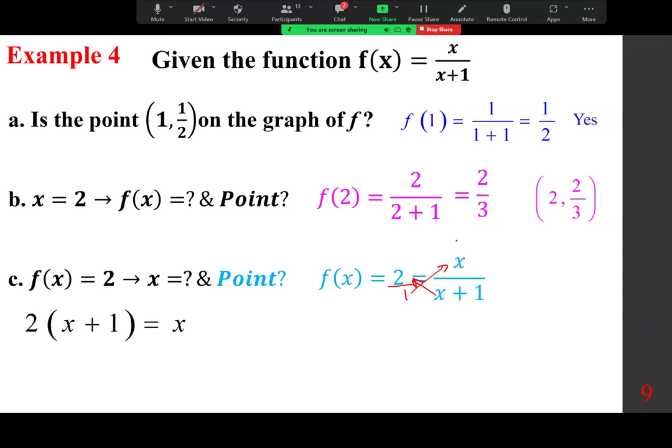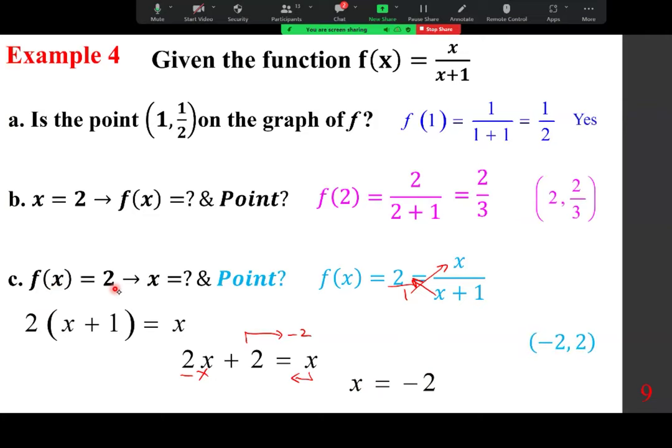When we distribute, we get 2x plus 2 on the left side. We move things around. And we get x equals minus 2. So the pair x comma y has the coordinates negative 2, y or f of x is 2. So that's the pair. Pretty straightforward, everybody.